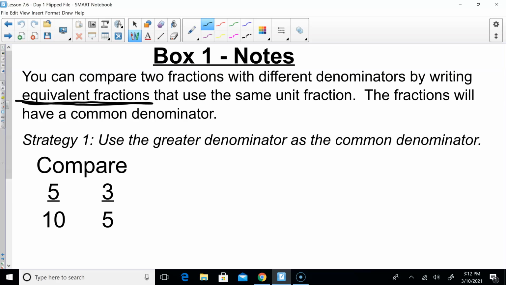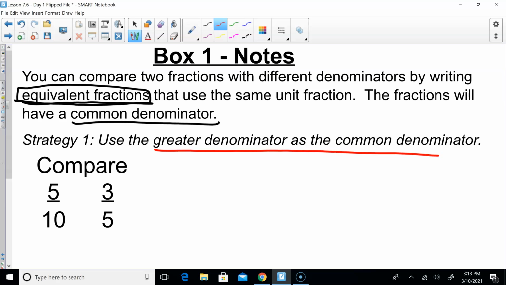That's a big thing. That's why we spend so much time finding equivalent fractions that use the same unit fraction. The fractions will have a common denominator. So our goal is to have a common denominator, and they're going to be equal, to find equivalent fractions. So with that, our first strategy is, 1, use the greater denominator as the common denominator.